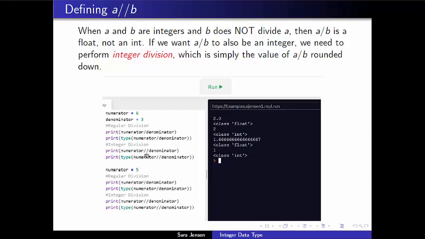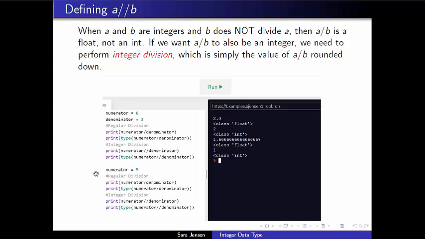If instead I would have asked the computer to do numerator // denominator, so two division signs, I still get an answer of 2, and you note that Python doesn't put the 0.0 after it, and when I ask for the type of that object, it tells me that I have an integer here. So if I were in a case where I need to start with two integers and perform a division, and I need to get an integer back, I need to use this integer division.